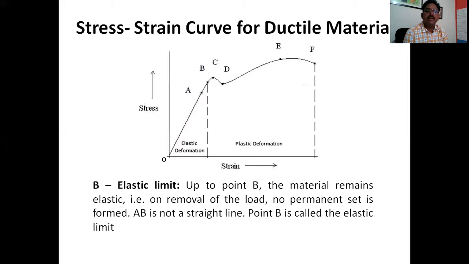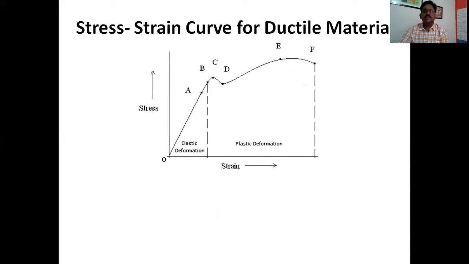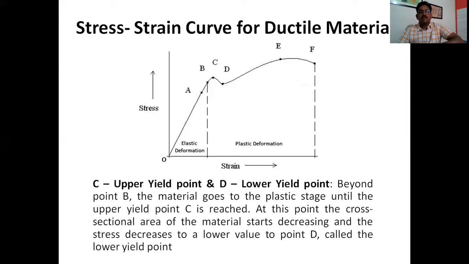So the point B here is the elastic limit. So AB is not a straight line. The point B is called the elastic limit. And the next point is called the upper yield point and the lower yield point. Here you see C and D.